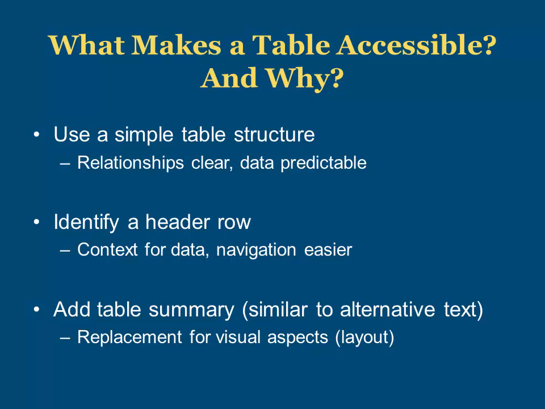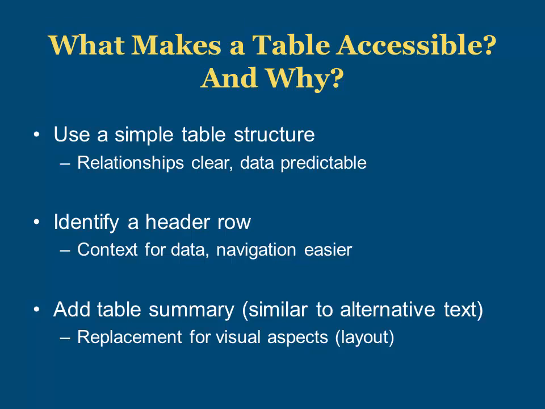The second component is the header row. This should be the first row in a table where you identify what each column represents. This provides context for the data and assists learners in navigating the table's contents. This helps all types of learners understand what the table conveys.